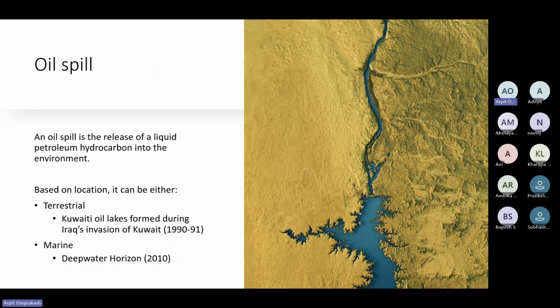Right. So in this lecture, we talk mostly about oil spills. So what are oil spills? An oil spill is the release of a liquid petroleum hydrocarbon into the environment. So based on the location where it happens, it can either be terrestrial, for example, like oil lakes that were formed during Iraq's invasion of Kuwait, and otherwise it can be marine, for example, the oil spill when the Deepwater Horizon oil rig accidentally exploded.